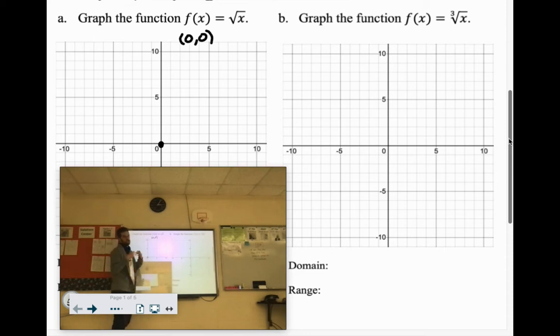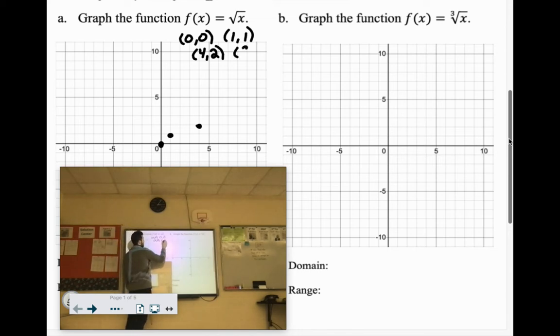What's another number that you can square root? 1. If you put in 1 for x, the square root of 1 is 1. So there's going to be a point at 1, 1. Another number you can square root is 4. If we put in 4 for x, what's the square root of 4? 2. So we'll have a point at 4, 2. The only other number that'll fit on this graph that is a perfect square is 9, and the square root of 9 is 3. So 9, 3. So this shows our graph.